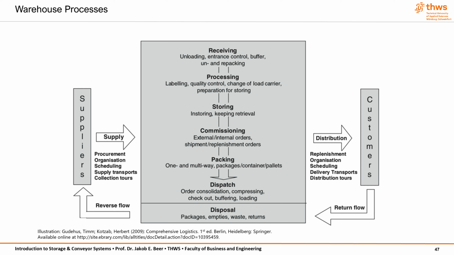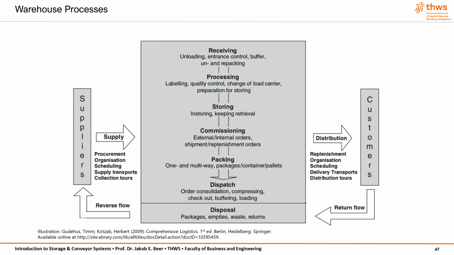And if we step back and look at the entire model shown on this slide, we can see that a warehouse is much more than just a storage facility. It's a dynamic, interconnected system of processes that must be carefully coordinated, optimized, and continuously improved. Each process step, from receiving to processing, storing, picking, packing, dispatch, and even disposal, adds value, reduces waste, and contributes to the overall performance of the supply network.